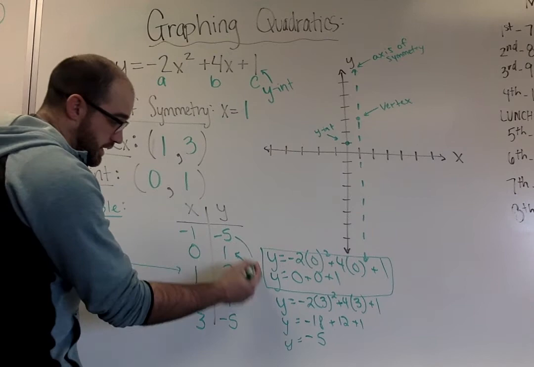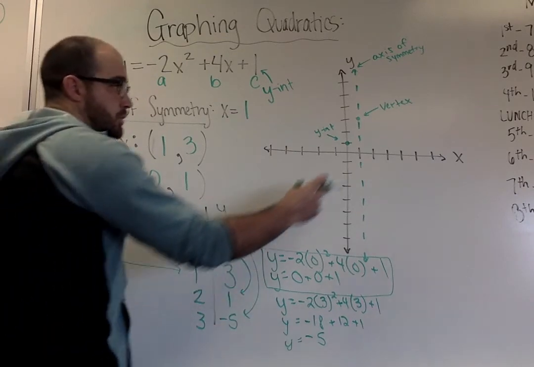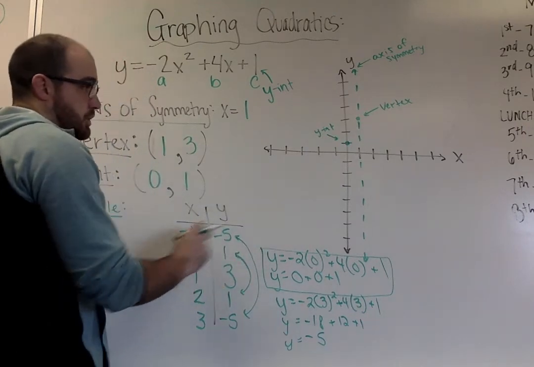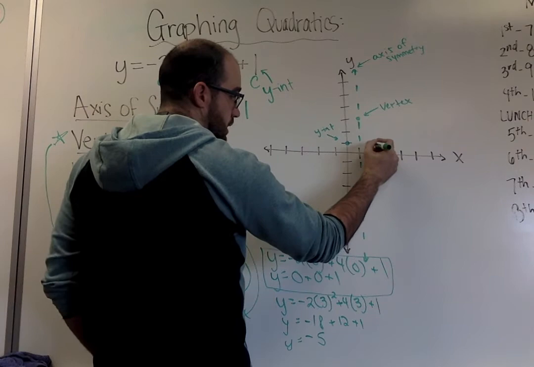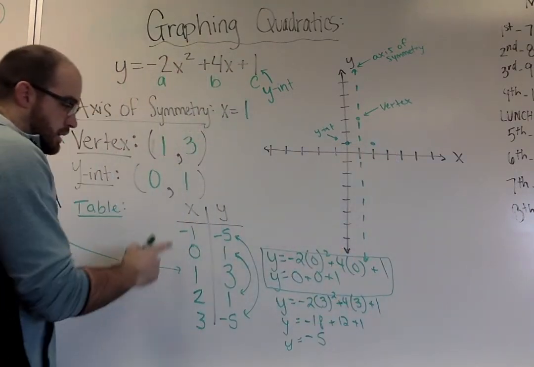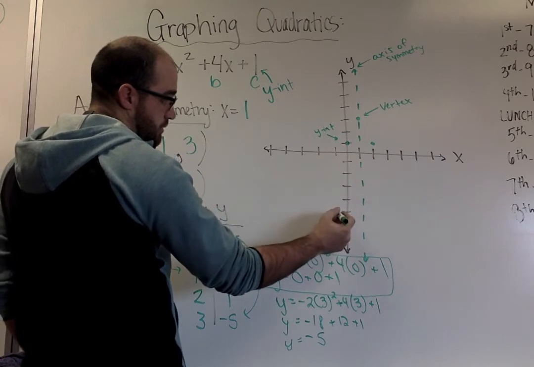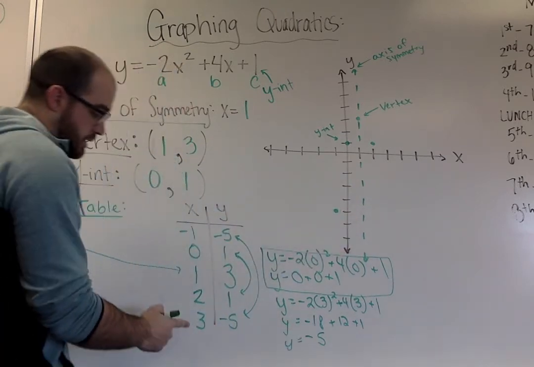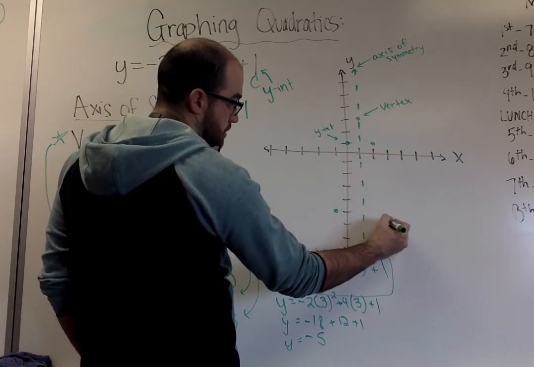I know both of these are -5, since they're on either side. Now I'll plug these points in. 1, 3 was already there for my vertex. 0, 1 we already had for our y-intercept. 2, 1 tells me to go to the right 2, up 1, and put my dot here. -1, -5 tells me to go to the left 1, down 5, and put a dot there. 3, -5 tells me to go to the right 3, go down 5, and put a dot there.